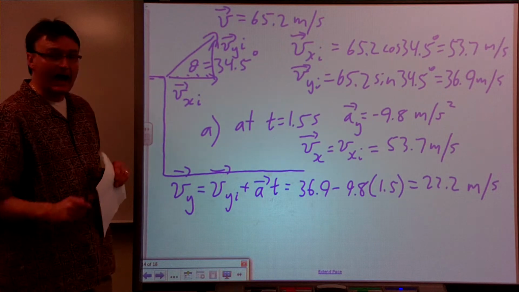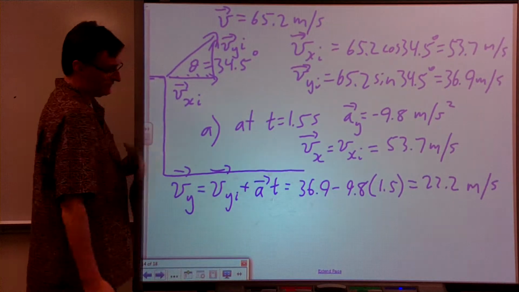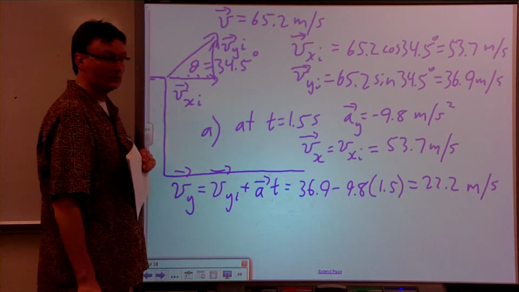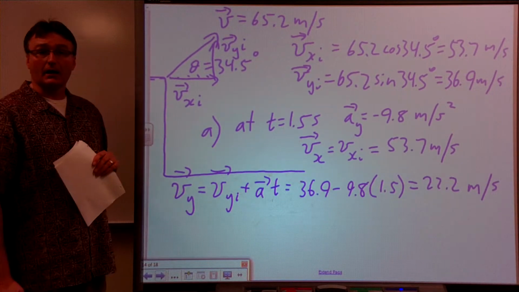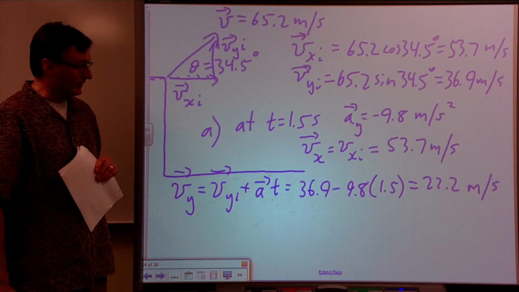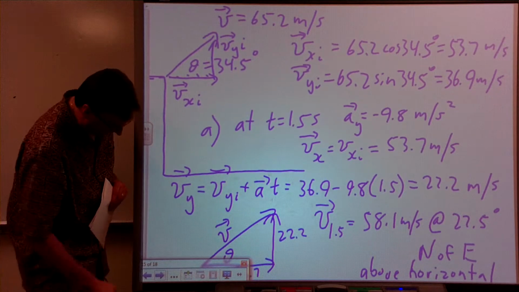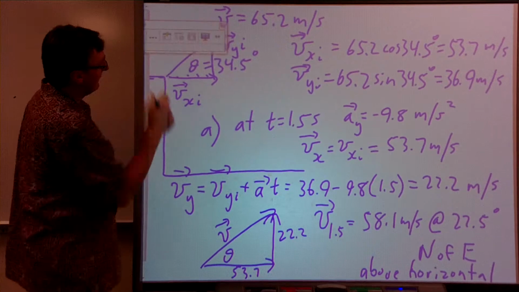So now we have, at 1.5 seconds, our velocity in the x direction is still 53.7, and the velocity in the y direction is 22.2 meters per second. And now we want to put our resultant velocity vector into polar form. And so we'll make a little diagram here. Let me just move this out of the way here. Let's put it up here for now.